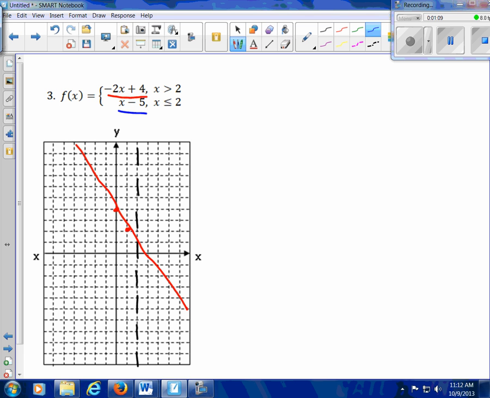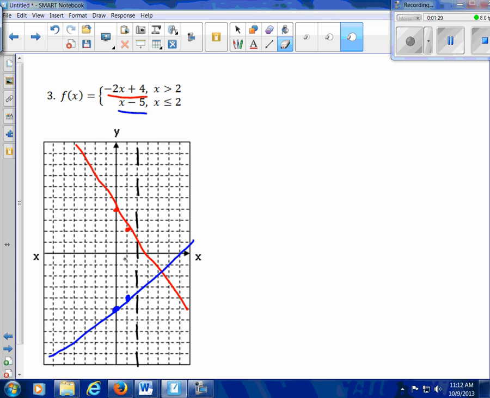And the next line, x minus 5, I know is going to be a y-intercept of negative 5 and a slope of 1 over 1. Remember, there's nothing in front of that x. It has a slope of 1 over 1. So once I have 2 points, I can try to make as straight a line as I can through that.